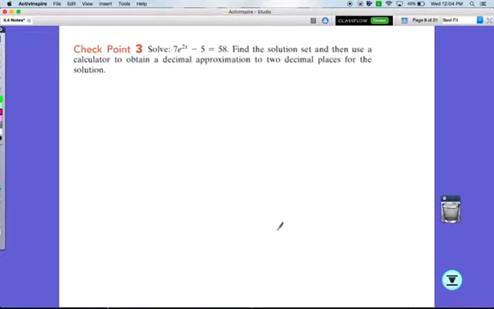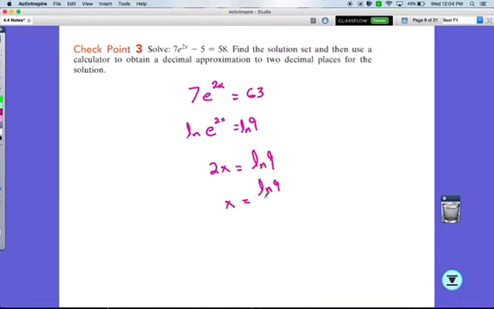All right, so let's find the solution and obtain a decimal approximation. I'm going to add the 5 over, which will give me 63. I'll divide the 7 over, which gives me 9. I'll take the natural log on both sides. The natural log and the e cancel themselves out, so I get 2x is equal to the natural log of 9. And so x is equal to the natural log of 9 divided by 2.